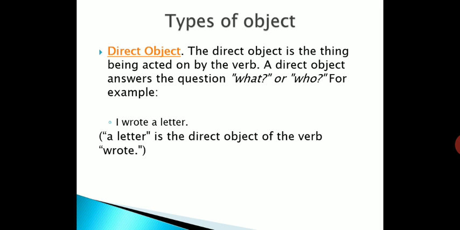Then we are now going to discuss types of object. Direct object. The direct object is the thing being acted on by the verb. A direct object answers the question what or who. For example, I wrote a letter. A letter is the direct object of the verb wrote. Means who wrote the letter? Then the answer will be I.